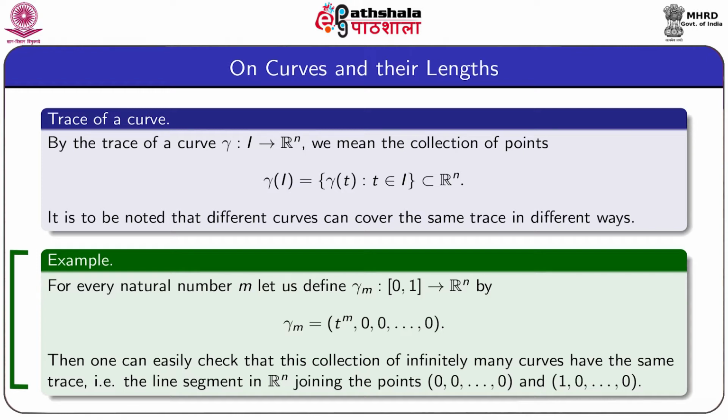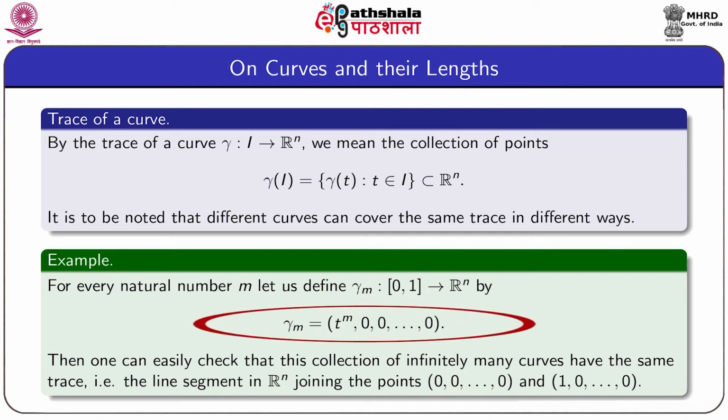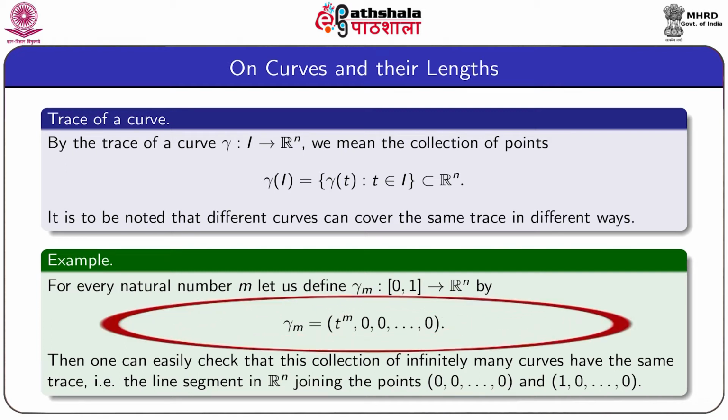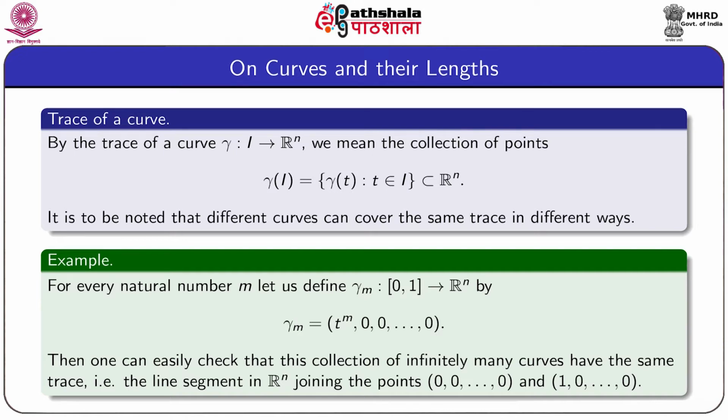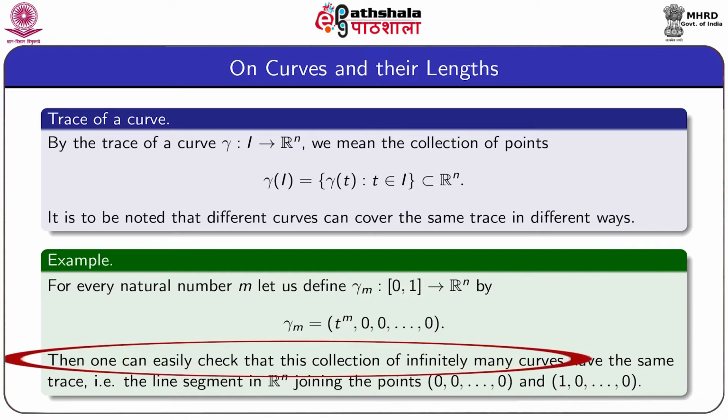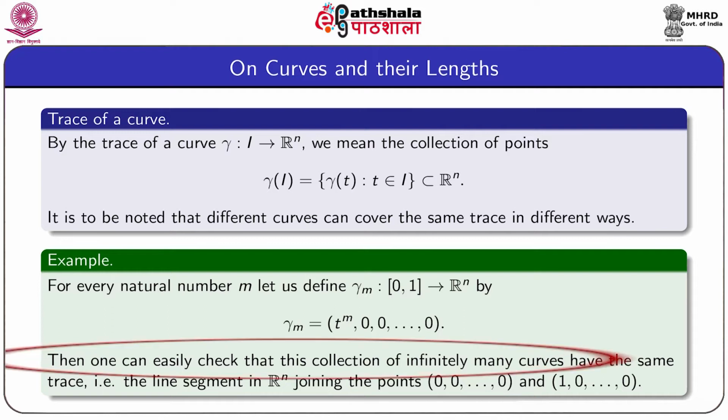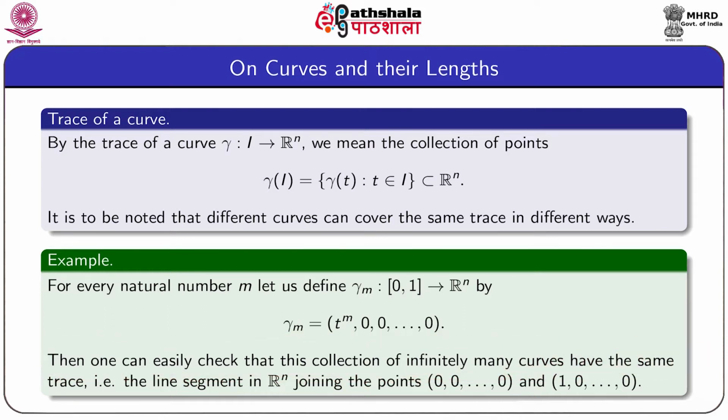One example: for every natural number m, we define gamma m from the bounded closed interval 0, 1 to Rn by gamma m of t equals the n tuple t to the power m, the rest are all zeros. Then one can easily check that this collection of infinitely many curves have the same trace, that is, the line segment in Rn joining the origin and the point 1, 0, 0, 0, 0, 0.